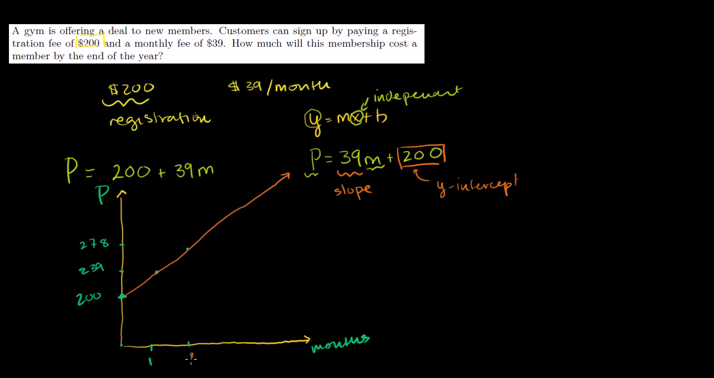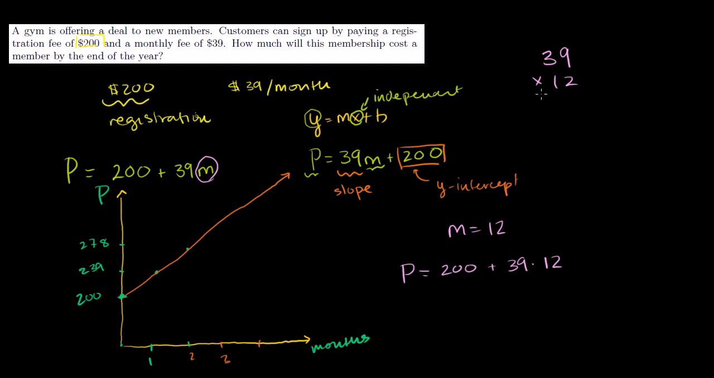And so they say, how much will a membership cost by the end of the year? 12 months. So we would have to go 2, 3, all the way out to 12 months, which might be here. So our graph is going to be out here someplace. But we could just figure it out algebraically. At the end of the year, m will be equal to 12. When m is equal to 12, the price of our membership is going to be our $200 registration fee plus 39 times the number of months, times 12. And what's 39 times 12?